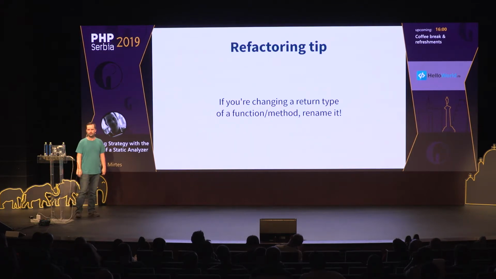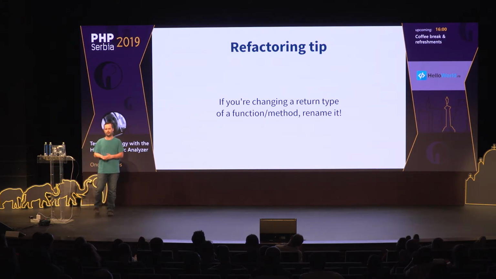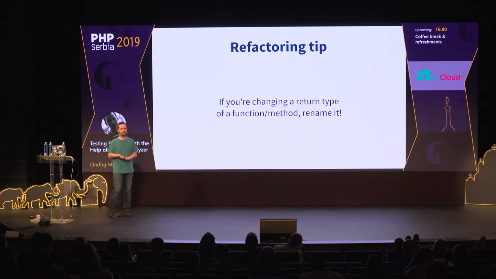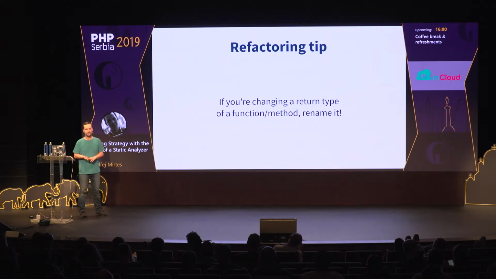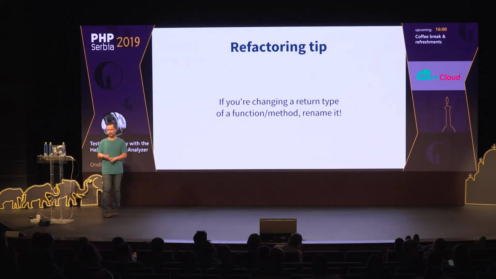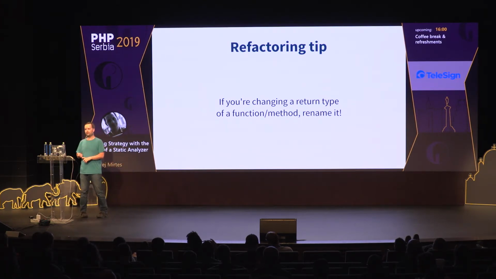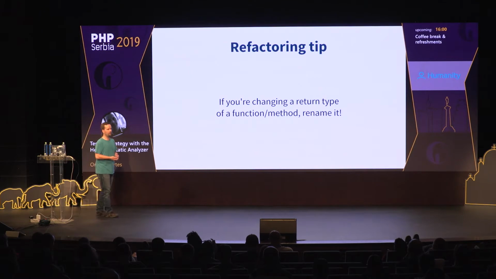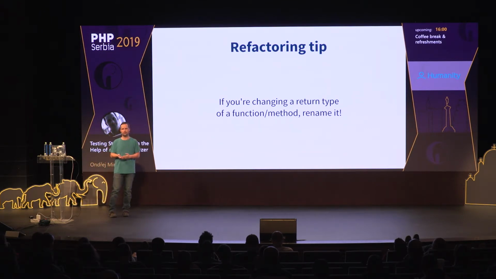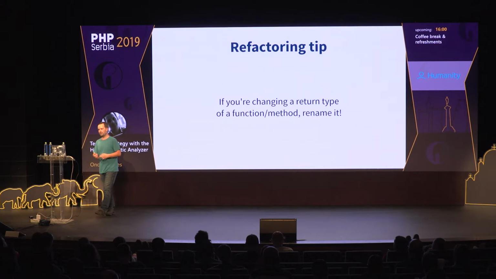I have one refactoring tip for you. If you're changing a return type of a function or a method, you should rename it, because renaming it will force you to go through your whole application and fix those places manually. So if you, for example, change a return type of a method from a single value to an array, renaming it will force you to actually go through all those usages and change the usage of a single value to, for example, a foreach.